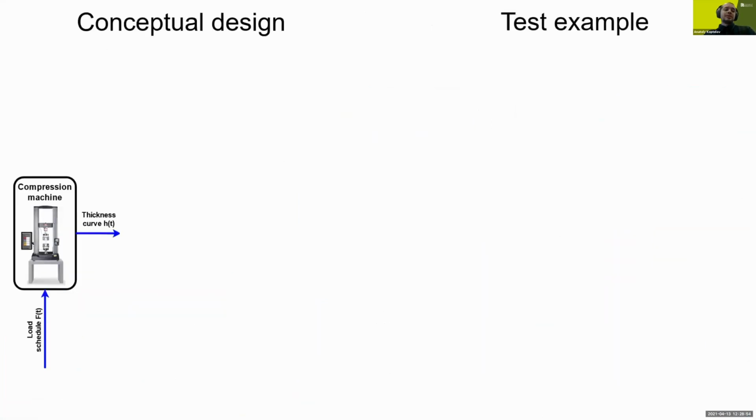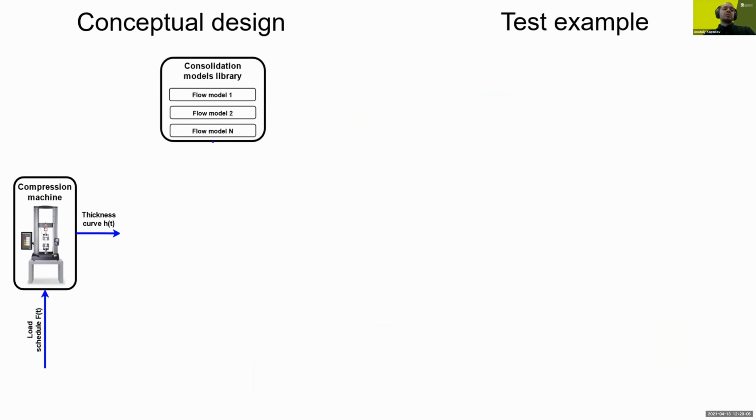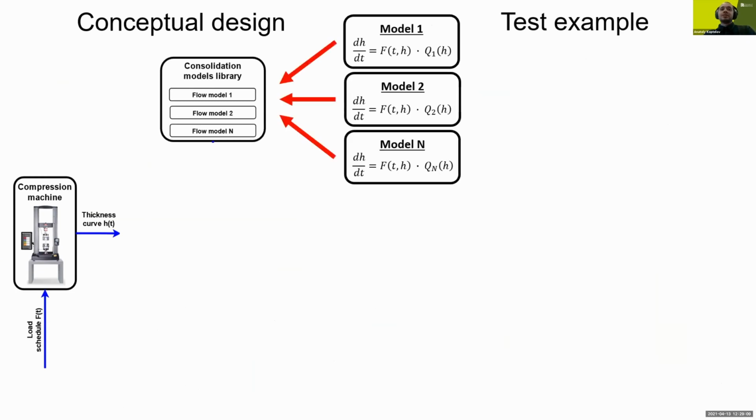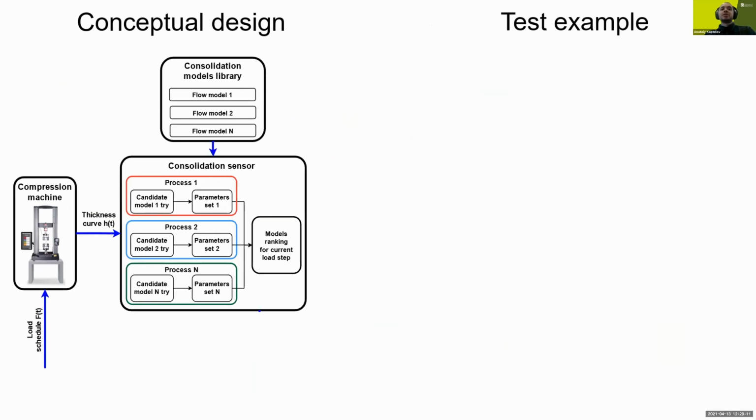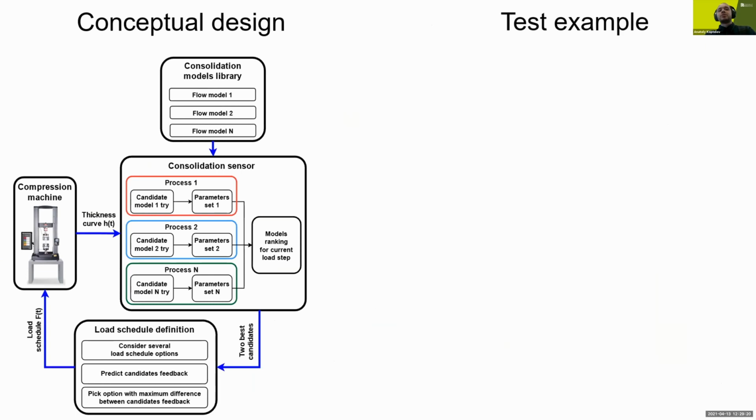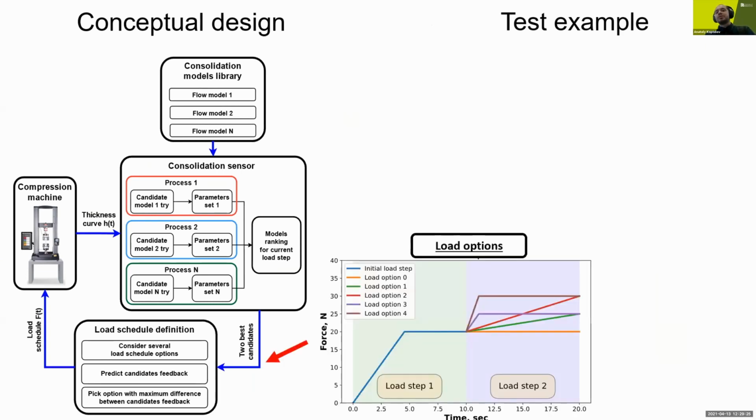So the next approach is a data-driven compaction test. Basically, we don't define the testing program in advance. We let the algorithm do it for us. We have a library of models, which, as I said, are differential equations, and we study the compaction response in real time. We study each of these models simultaneously, and we have a ranking of which model performs better. Based on that, we can construct a load schedule for the next load step by picking one of the options.